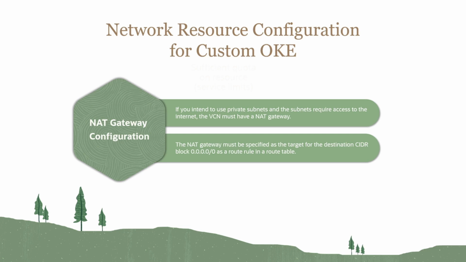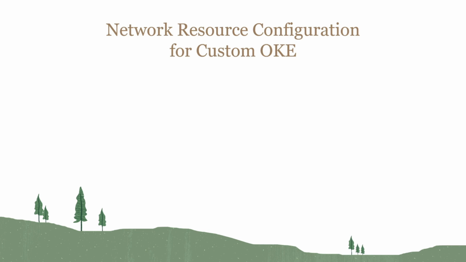To enable private subnets to access the internet securely, a NAT gateway must be in place. It acts as an intermediary, allowing your resources within private subnets to initiate outbound connections to the internet. To make this work effectively, you need to specify the NAT gateway as the target for the destination CIDR block 0.0.0.0/0 in one of your route tables.